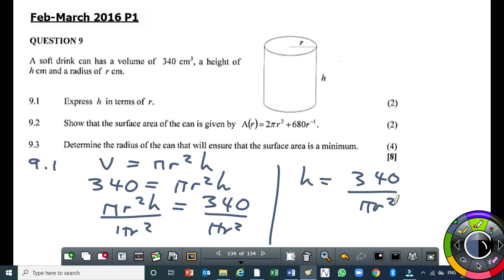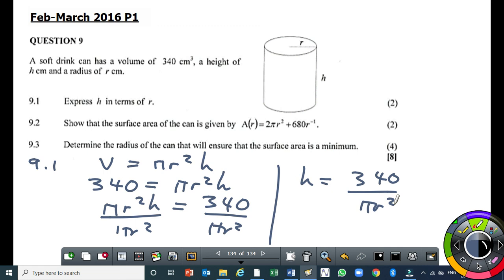Alright? Then the next question says, 9.2 says, show that the surface area of the can is given by that. Now here, I just need to explain something. We are going to assume that the can has both a top and a bottom. Because there will be two different formulae if you consider a case where there is no top and another case where the top is there. The bottom obviously will always be there. But sometimes you might not have the bottom as well.